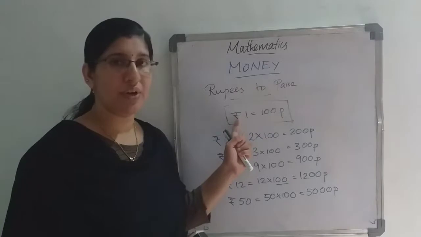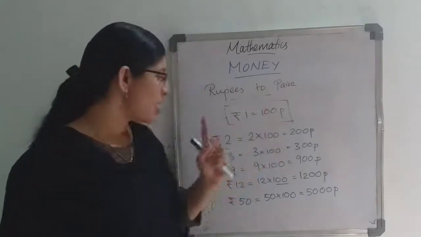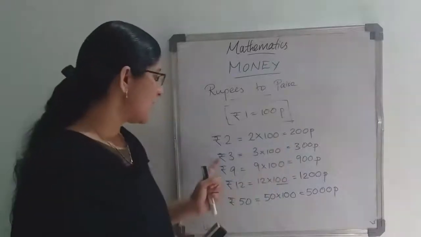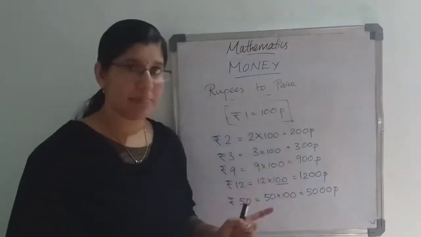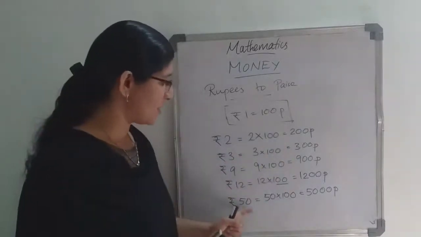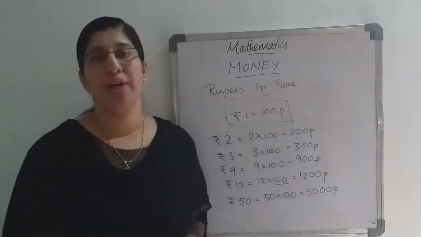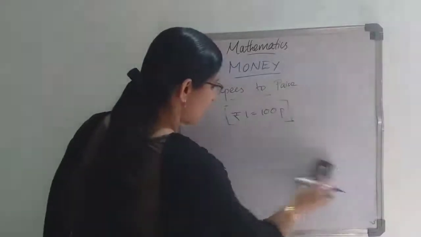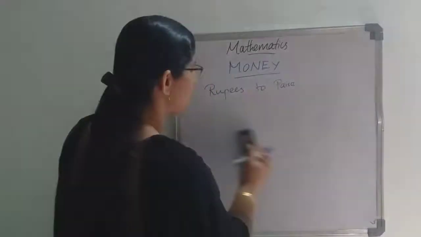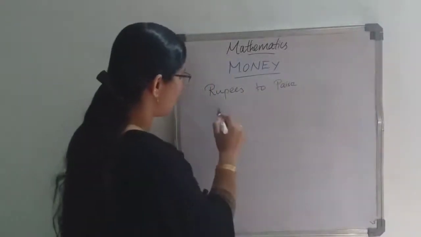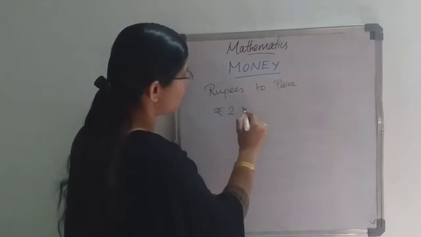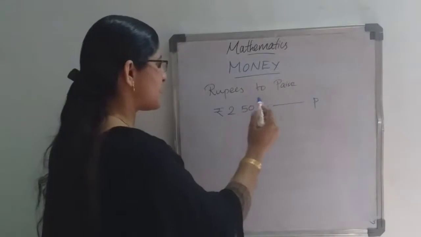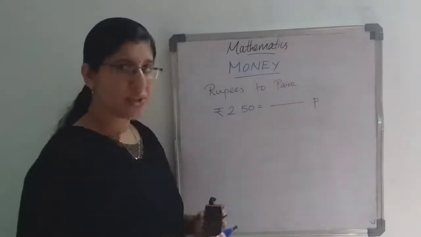We know that 1 rupee is equal to 100 paisa. So if it is 2 rupees, 2 into 100, 200 paisa. 3 rupees, 3 into 100, 300 paisa. Like that. If it is 50 rupees, 50 into 100, 5000 paisa. But there is a small difference. Whenever the rupees and paise come together, for example, you need to write 2 rupees 50 paise into paisa. How will you write? So easy.